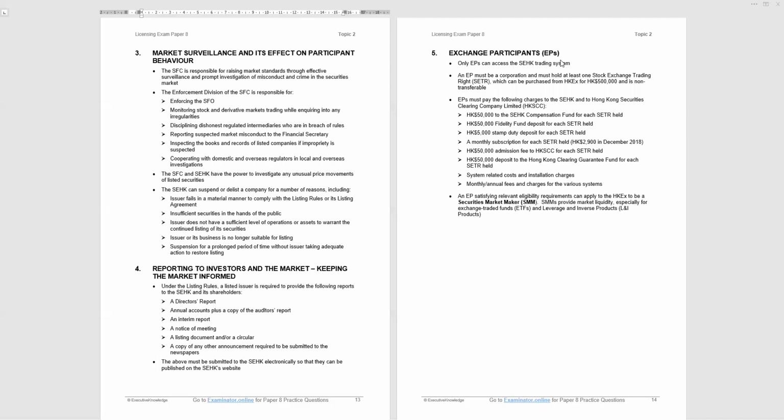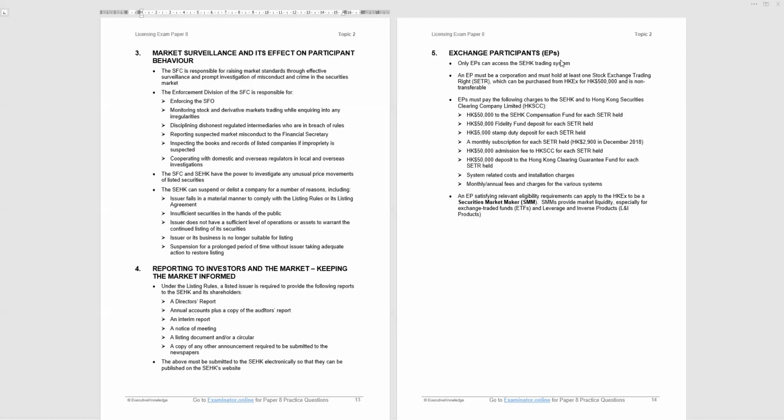And then we've a few points that relate to the Stock Exchange's ability to suspend or delist a company, and we give you the reasons for such a delisting. Section 4, keeping the market informed. This is the reports that a listed company has to put forward.